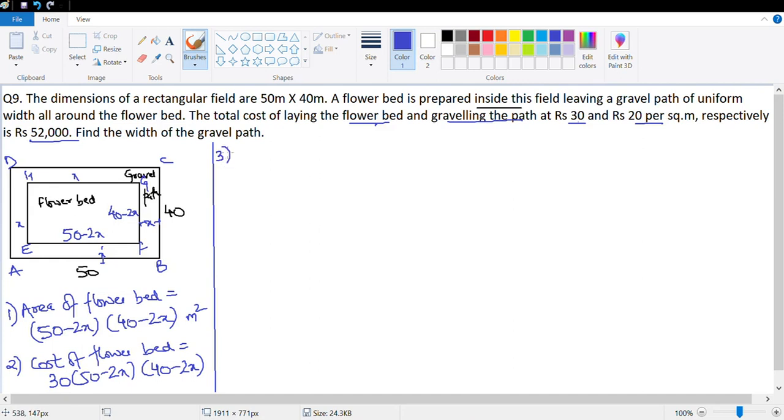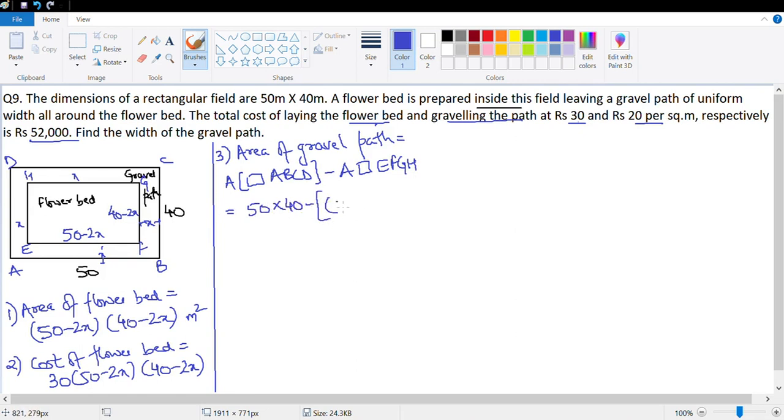Next, let's figure out the area of gravel path. So area of gravel path would be equal to area of rectangle ABCD minus area of rectangle EFGH. Let's substitute values. So that would be equal to 50 multiplied with 40 minus (50 minus 2x) multiplied with (40 minus 2x). Yes, that'll be 50 into 40 minus (50 minus 2x) into (40 minus 2x).